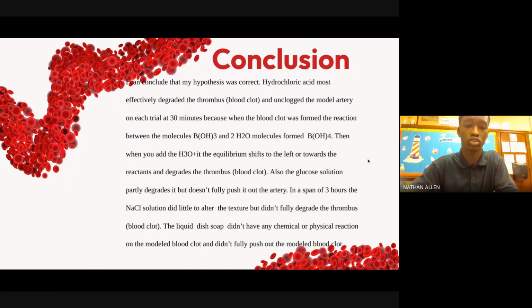Also, the glucose solution partially degrades it, but doesn't fully push it out of the model artery. In the span of 3 hours, the NaCl solution did a little to alter the texture, but didn't fully degrade the thrombus or blood clot. The liquid dish soap didn't have any chemical or physical reaction on the model blood clot and didn't push it out of the model artery.